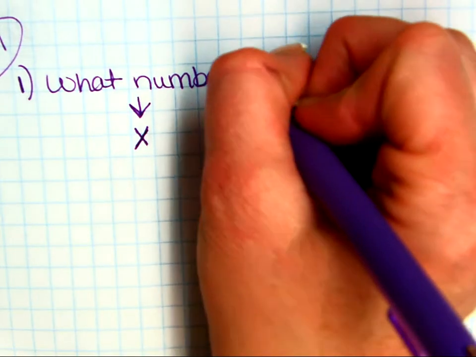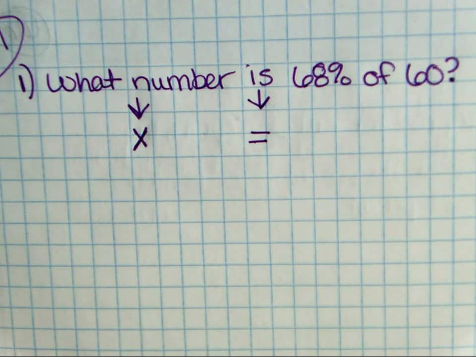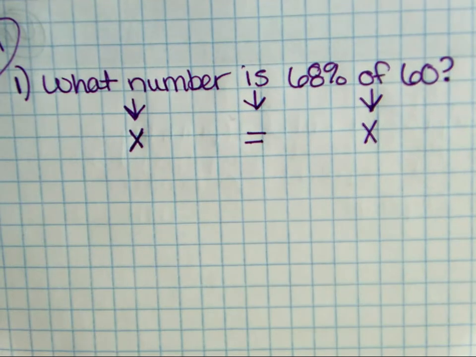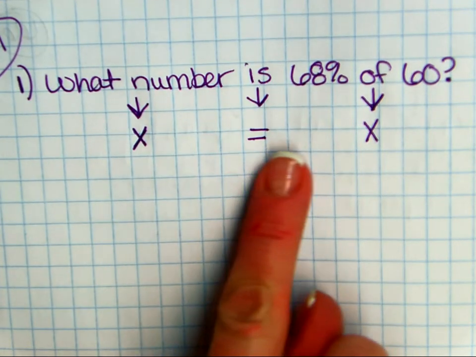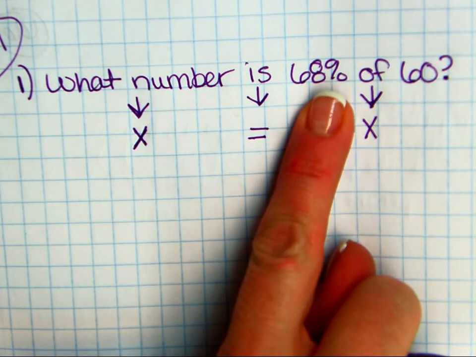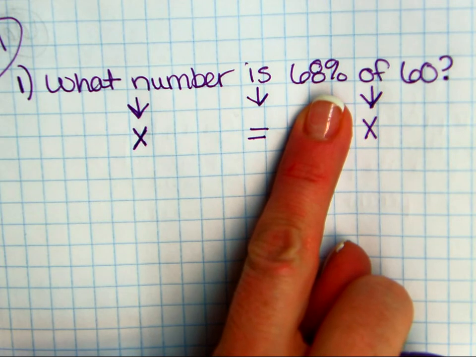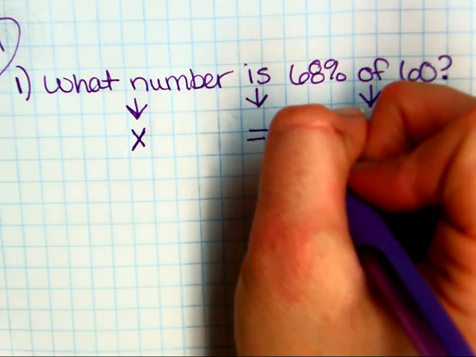I know that "is" refers to the equal sign, and I know that "of" refers to multiplying. Step number 2 was for us to fill in the numbers, remembering to convert the percentages to decimals or fractions. So here is 68%. In order to convert that to a decimal, because it can't be a percent anymore, I'm going to move my percentage sign 2 places to the left and make it into a decimal.